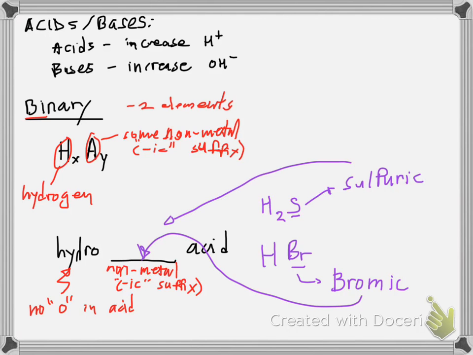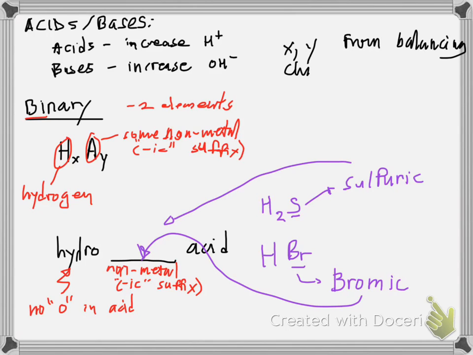If you look at our two examples here, you have H2S, and S is sulfur, so it'd be sulfuric, so it'd be hydrosulfuric acid. And HBr, Br is bromine, so if you add the suffix ic, it would be bromic, and if you name the acid, it would be hydrobromic acid. Whenever you see the hydro, that's just a cue to you that there's no oxygen in that acid.